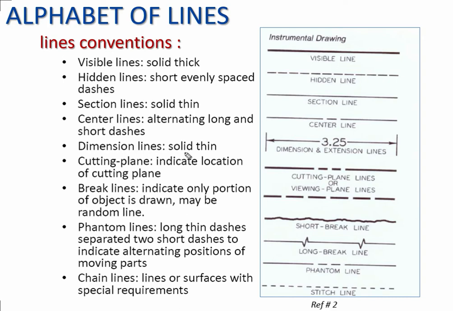Dimension lines should be solid thin lines, not thick lines. Dimension lines are lines used to show the size or dimensions of a part. They should be solid and thin like this.